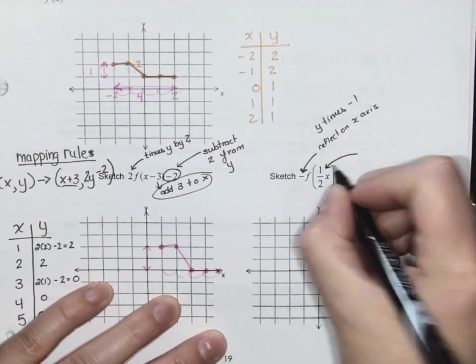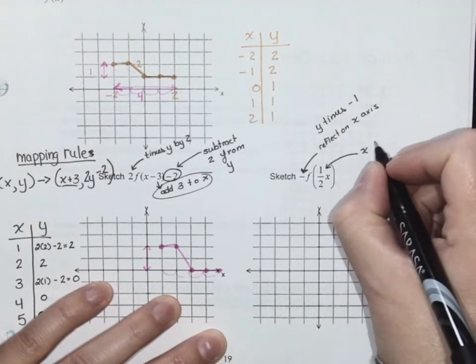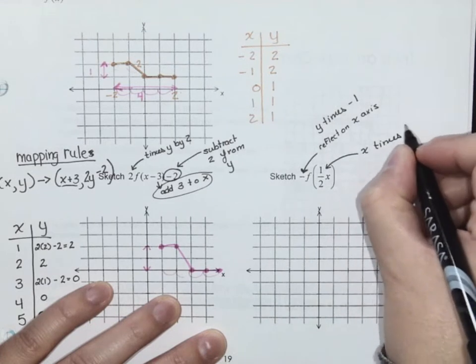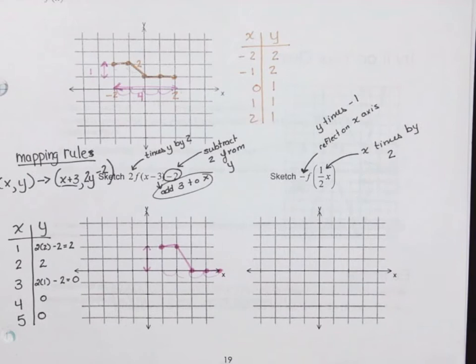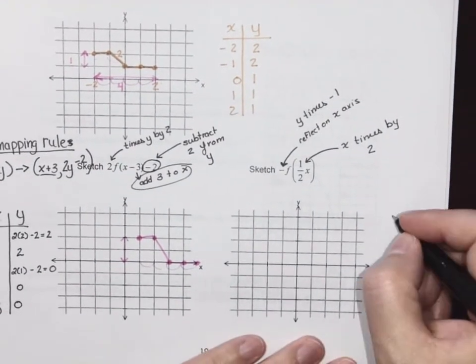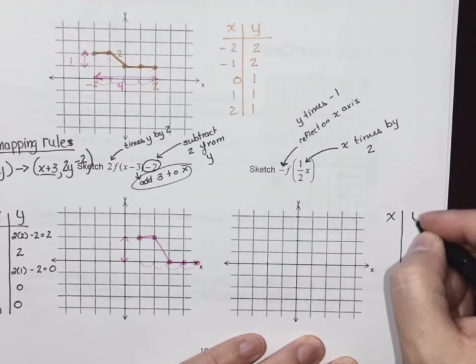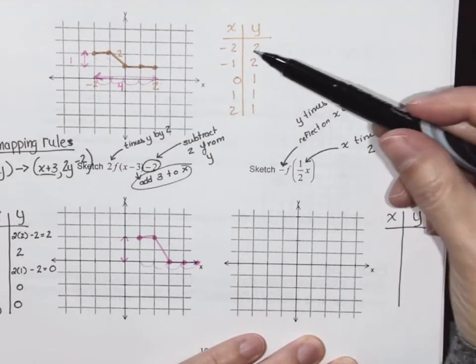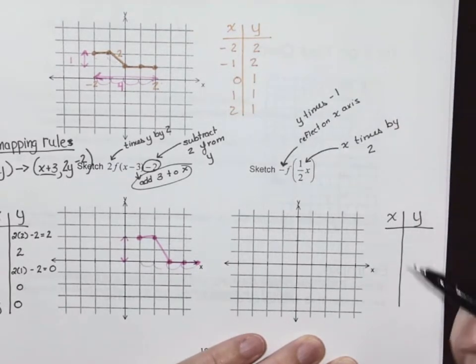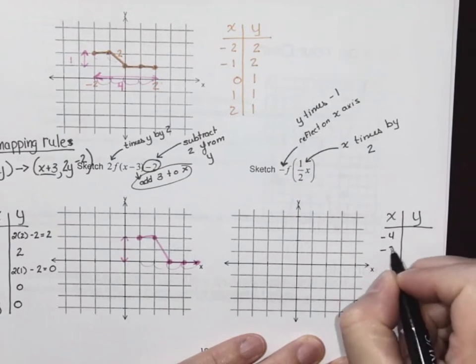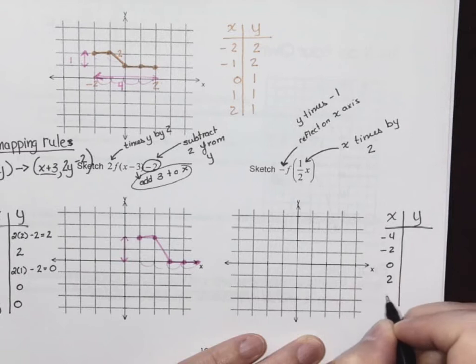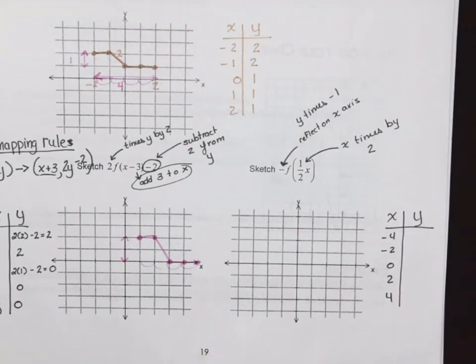And this one, you're going to take the x's and we're going to times by 2. You got to do the reciprocal. Right, perfect. So again, I'm just going to do that table of values. My original table of values is right here. So my x's I'm going to times by 2, so that's going to be negative 4, negative 2, 0, 2, and 4. And so what we anticipate is a much wider graph now.